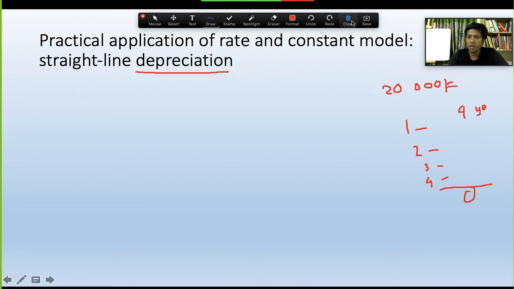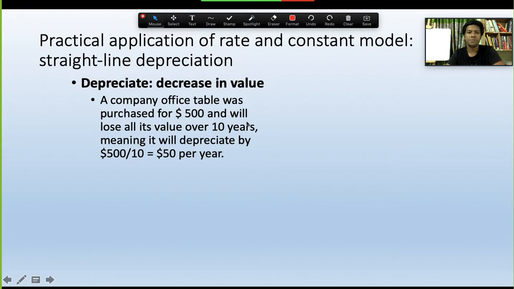And straight line depreciation is this one. Every year it will decrease by the same amount. This is called straight line depreciation. Let me show you one example.